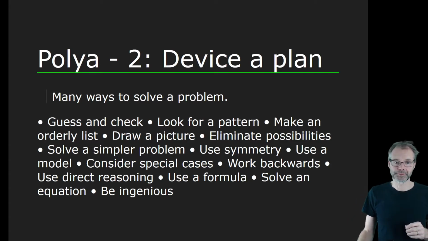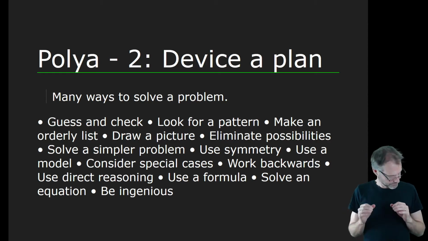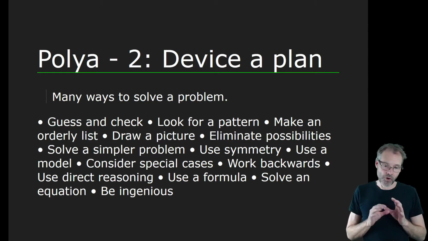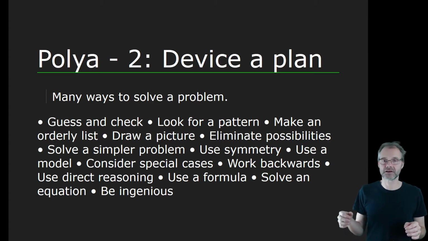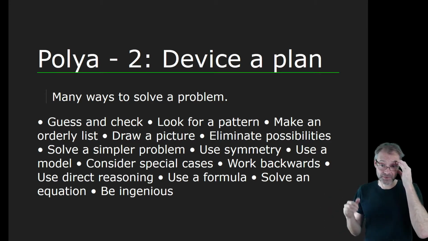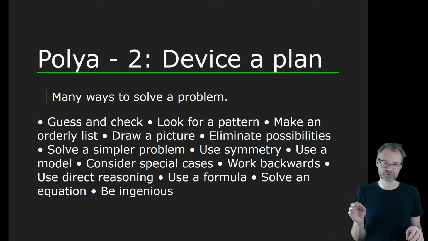The Polya 2, he's just saying, okay, now you got it, devise a plan. So from all the different plans there, we should select a good and proper one. Polya says there are many ways to solve a problem. So he's giving us a short list here. It says, okay, you can guess and check. You can look for a pattern, you can make an orderly list, you can draw a picture of it, eliminate all possibilities, you can solve a simpler problem.